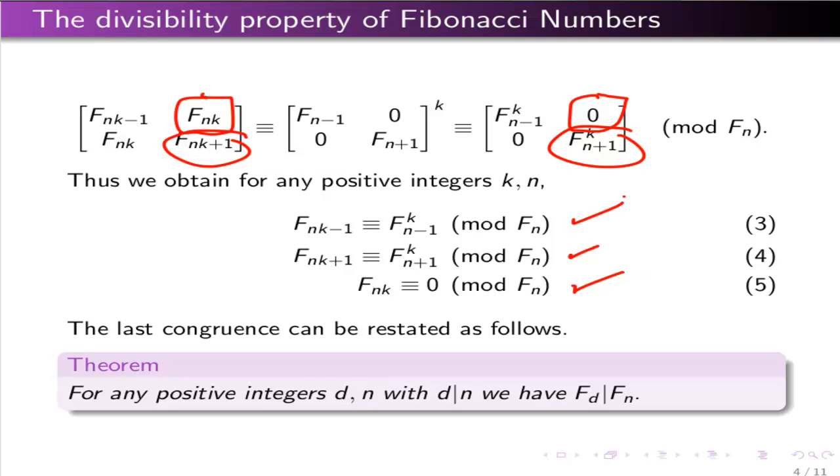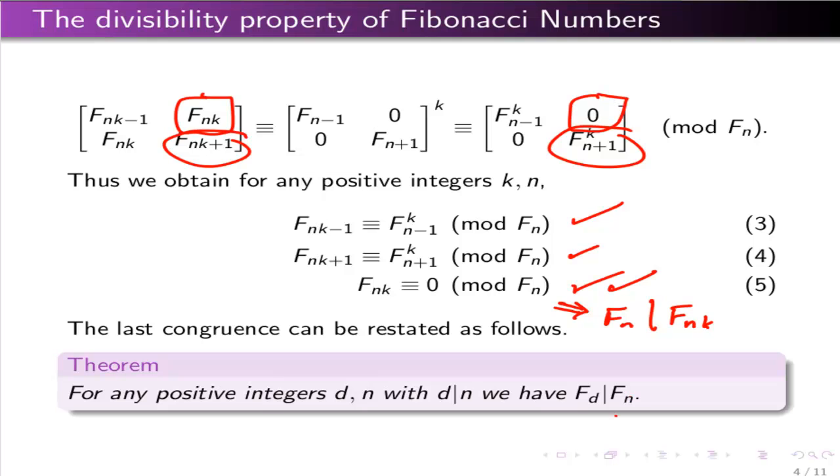So what is this third identity really telling us? It says that Fn is a divisor of Fnk. So Fnk, this is just a subscript that's an arbitrary multiple of the number n. So another way of phrasing that is the following theorem. If you give me any positive integers d and n, with d a divisor of n, then the dth Fibonacci number is a divisor of the nth Fibonacci number.